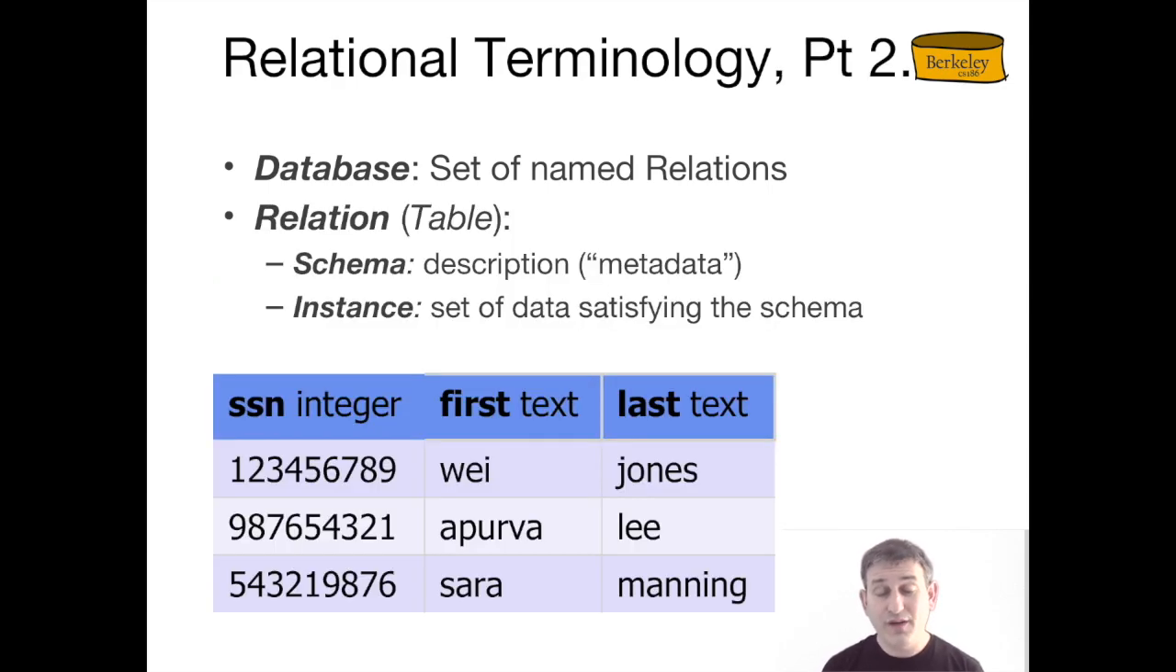A relation, very often called a table, so those are synonyms, has two parts. It has a schema, which is a description of the relation, sometimes called the metadata for the relation. And it has an instance, which is the actual data that's currently in the database that satisfies the schema. So you can see here, we have an example of a relation. It's got three columns. The first is called SSN, the second is called first, and the third is called last. The first column is of type integer, the second is of type text, and the third is of type text. So the schema has three columns, each of which has a name and a type. And in the instance here, we have three rows or records right now.